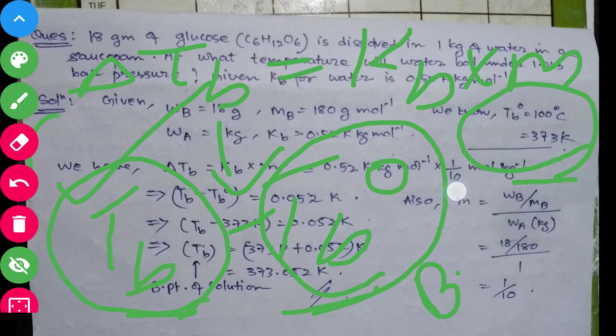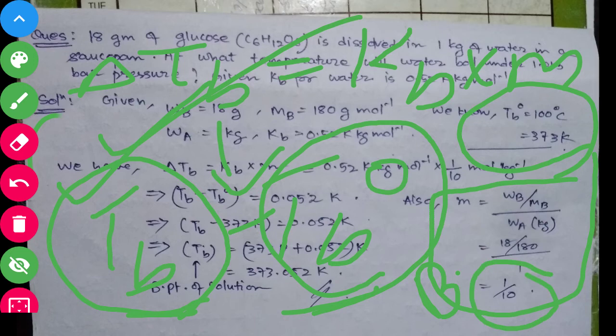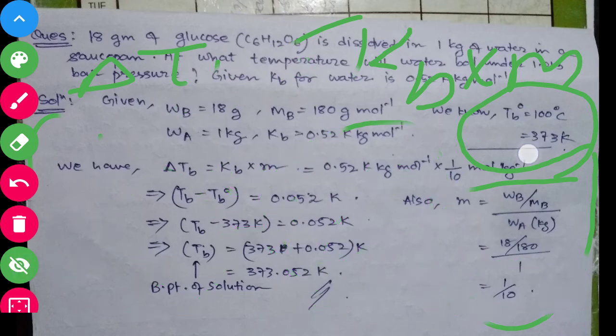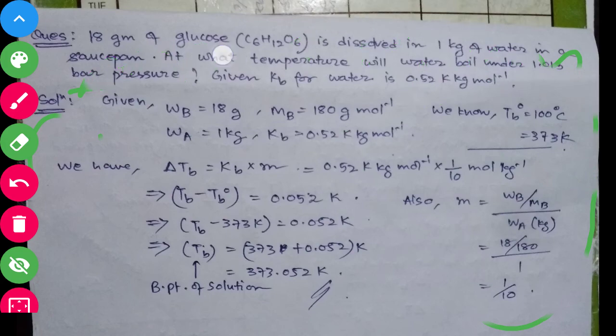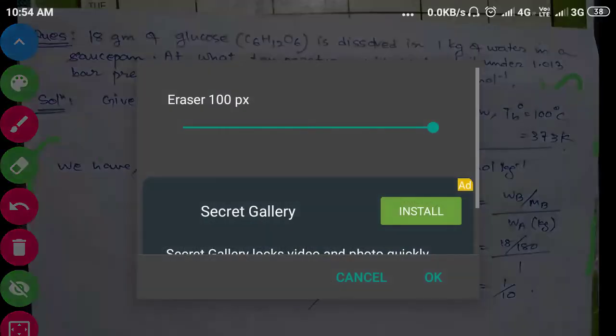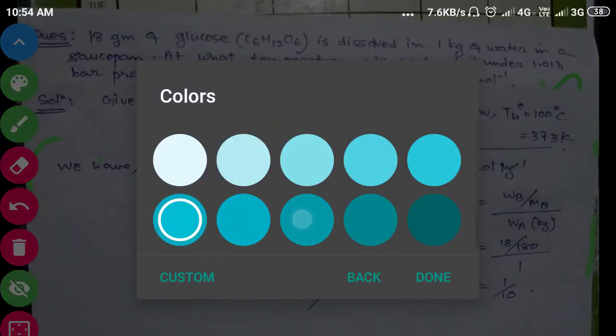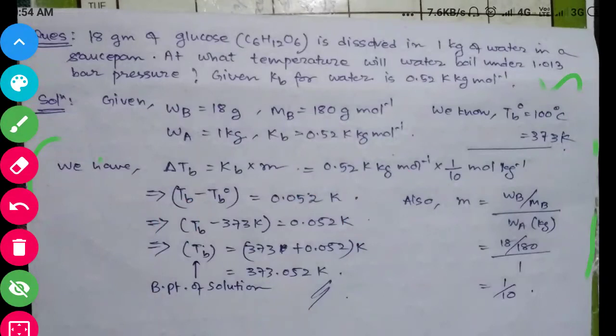Now you will apply the formula of molality and, whatever is given, you will find out the molality of the solution. So you will find out small m by putting the values, 18 by 180, whatever is given. It is very easy, you've done it. So you will find out small m equal to 1 by 10. So once you find out small m and you know what TB naught is, you will put the values here.